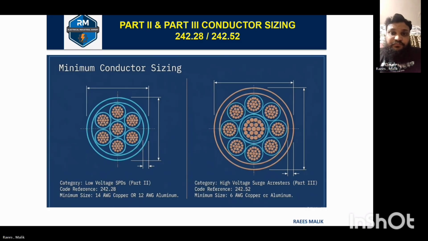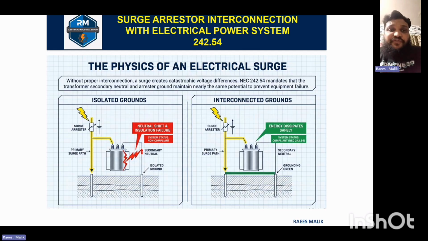242.54 tells us how we can connect a surge arrestor, or interconnect it, with the electrical power system, conductor, transmission line, or ground. So, the physics of an electrical surge. This picture clearly shows that if we do not install the surge arrestor and connect it appropriately with the ground, then there might be a shift of neutral, a floating potential, or a rise of the ground potential. So it can harm the transformer and the system.